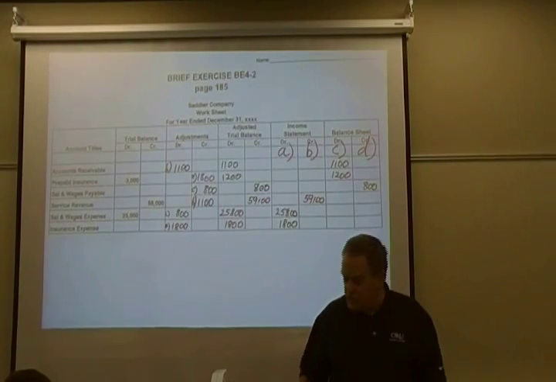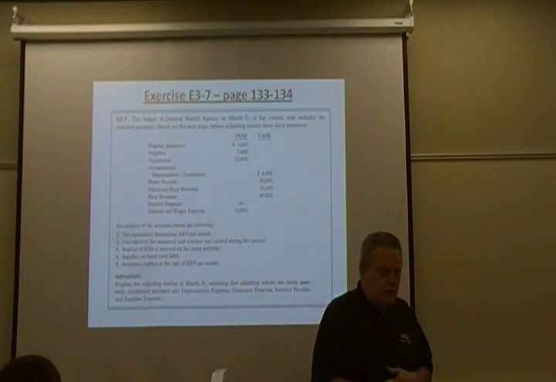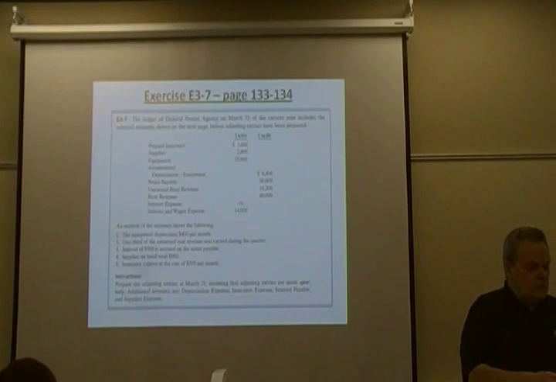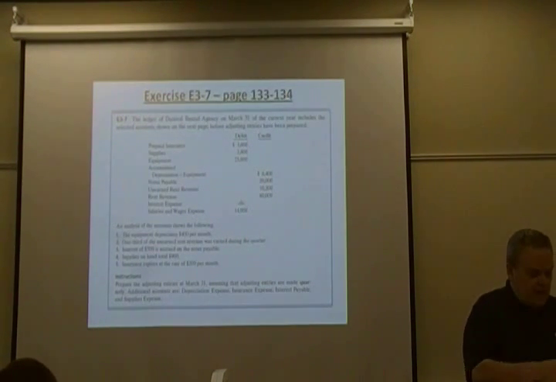I'd like to do another exercise with you. It's 3.7. It's on page 133. I hope you'll turn there with me. Remember, this week we're covering chapters 4 and 3. I thought we ought to spend a little time on at least one exercise out of chapter 3. And lo and behold, it's about adjusting entries.